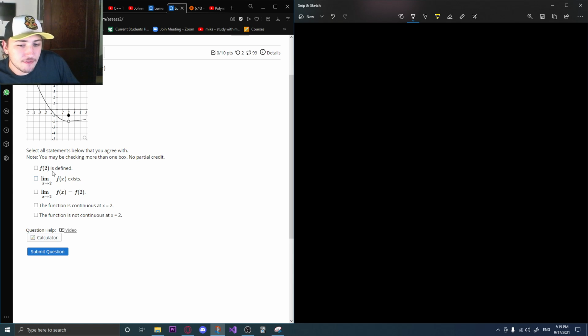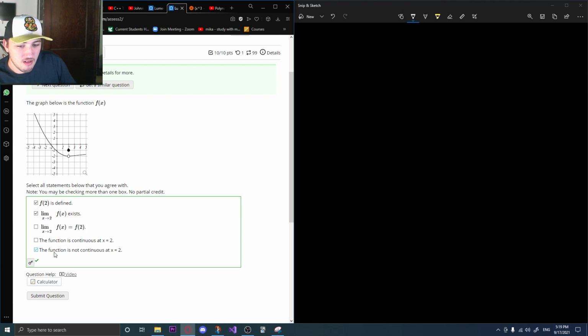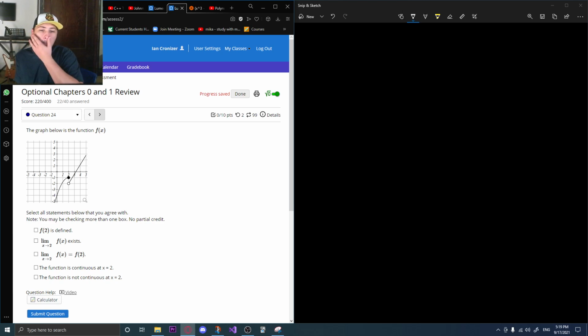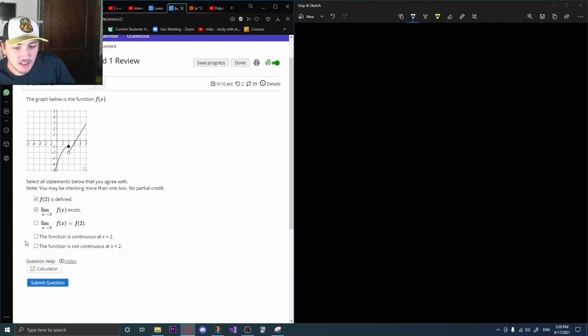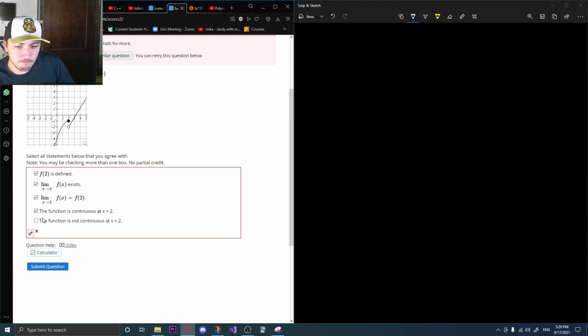F of 2 is defined. Check. Limit exists. Check. Limit does not. Function is continuous. No, there's a hole there. Bam. Alright. F of 2 is defined. Limit does not exist. The limit doesn't exist, so it can't equal that. The function is, yes, continuous, because there's not a gaping hole. Oh. It's not continuous. No.